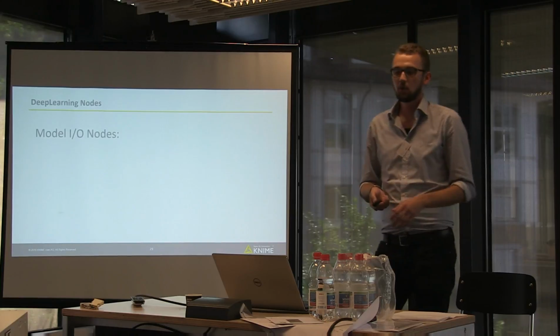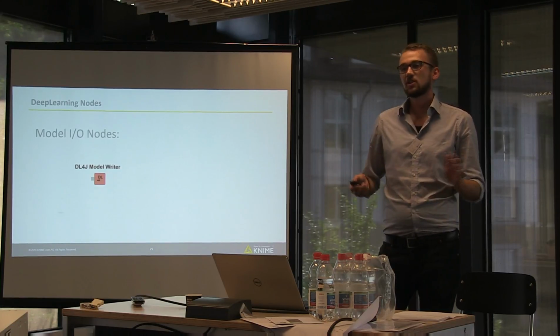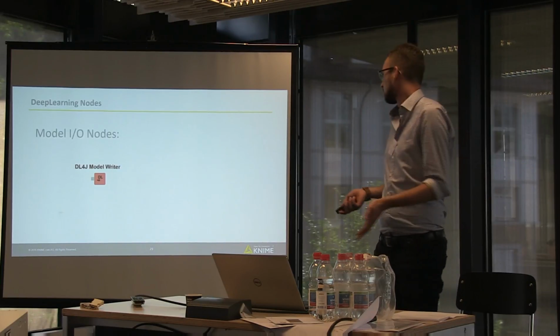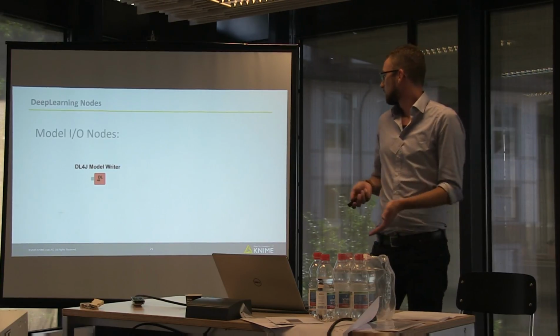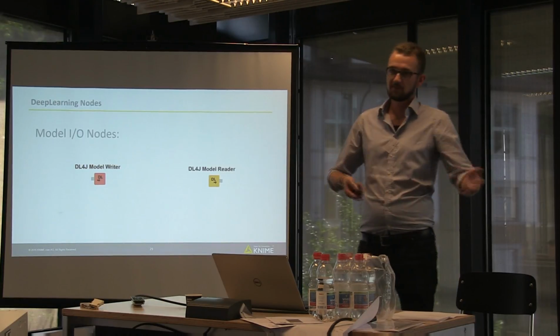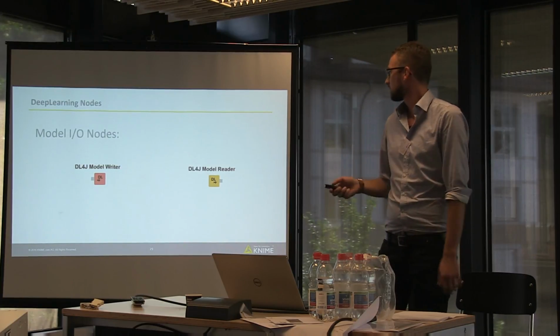Then we have model input and output nodes. It may be very beneficial, after you train the network, to write it to disk and to share it with other people. So we have a node for that. This is called the deep learning model writer, and corresponding to that the reader, which just points to a file, and you can read a pre-trained model and use it for predictions.